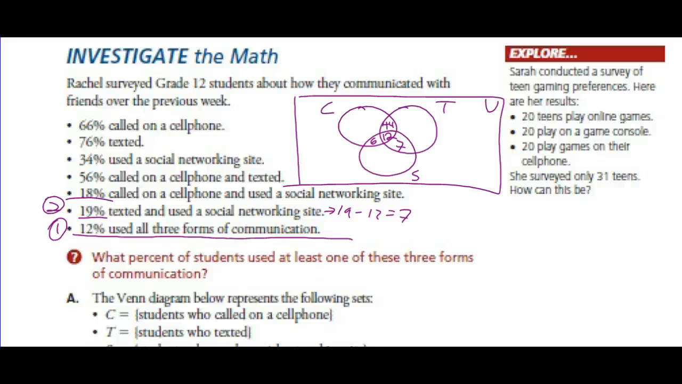Now remember, just like yesterday, and is the intersection. And then just treat it as a two, so you sort of forget about the cell phone circle here. We're just dealing with these. This is the and, texting and social networking. Okay, now we can go to here. 66% called on a cell phone, but how many do we have in the cell phone circle?